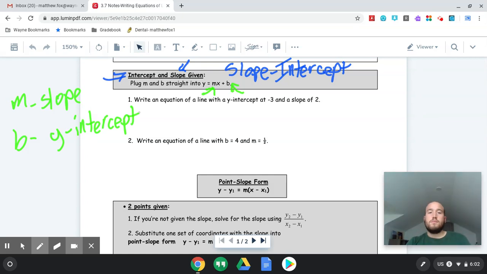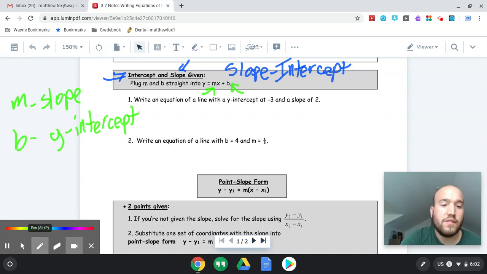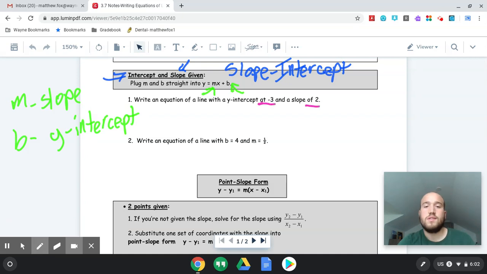Now, question 1 says, write an equation of a line with a y-intercept at -3 and a slope of 2. If you are given both the y-intercept and the slope, it's pretty easy. All we've got to do is take y equals mx plus b and plug in. Instead of the m, we are going to use the slope, which is 2. So it'll be y equals 2x, and then plus b. In our case, b is the y-intercept. It's -3, so you can do plus minus 3, or just put -3: y equals 2x minus 3, and that would be our answer.